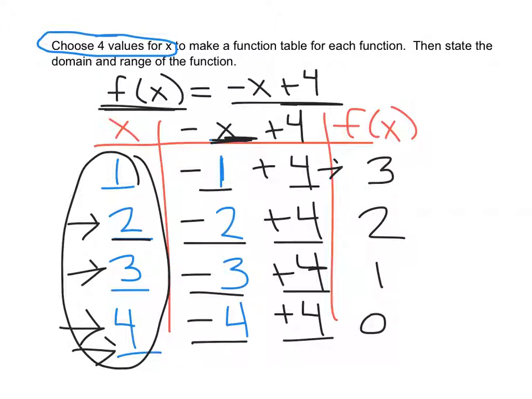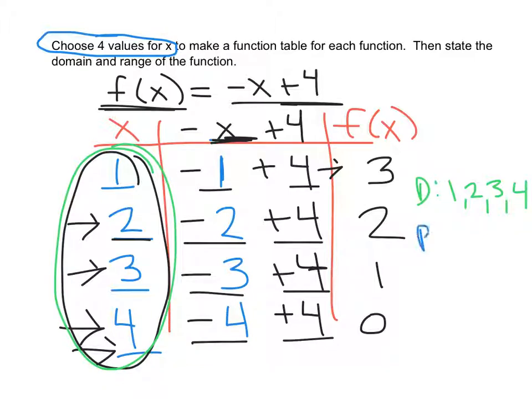Now, your domain and your range, that's the last part of this. So we're going to state what that is. Our domain are all of the x's. So that's 1, 2, 3, and 4. And then our range are all of the y's, or the f of x's. And that would be 3, 2, 1, 0.